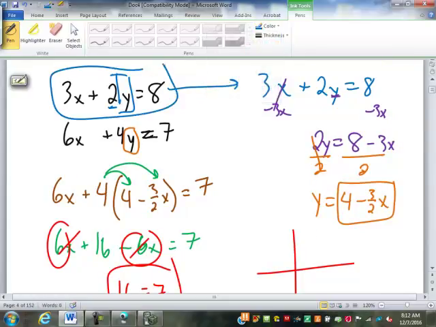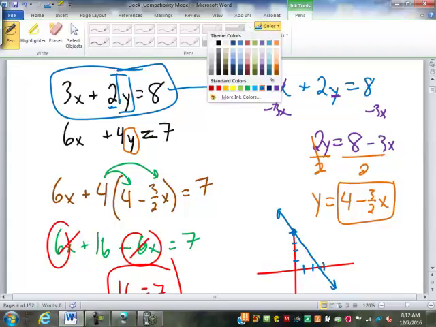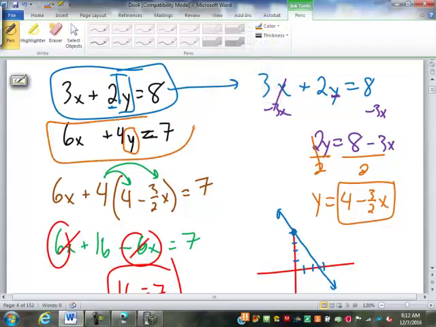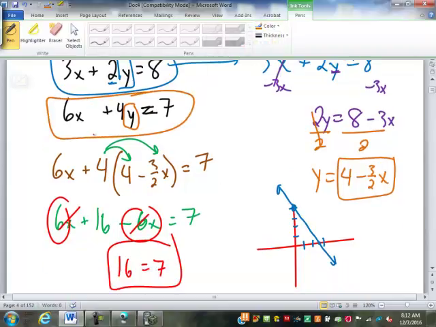the top one, I'll put in blue, would look something like this. The bottom one, put in light brown, would look something like this. Why is there no solution to that system? They're parallel. They never cross.